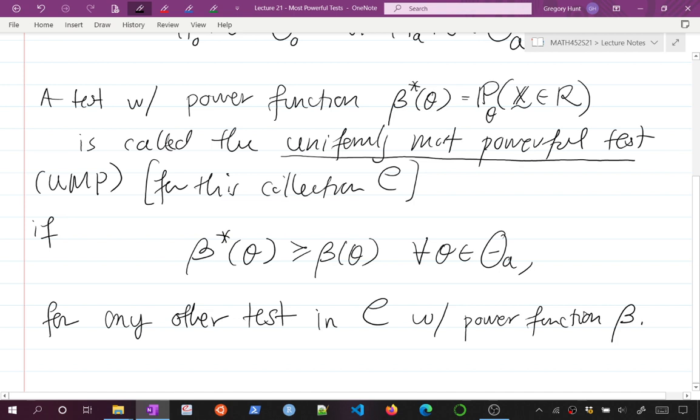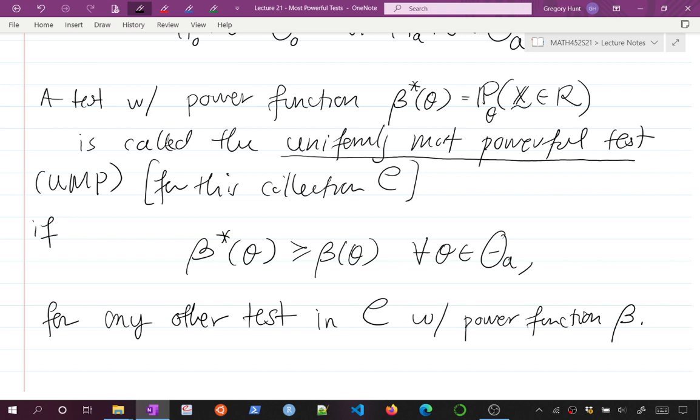I don't care if the power function is larger in the null, right? In fact, you want the power function generally to be small when the null is true, because you want the probability of rejecting to be small. But when the alternative is true, we say a test is powerful if it will, with high probability, reject, right? So that's what we mean when we say a test is powerful. It means it has a high probability of rejecting the null when the null is false.